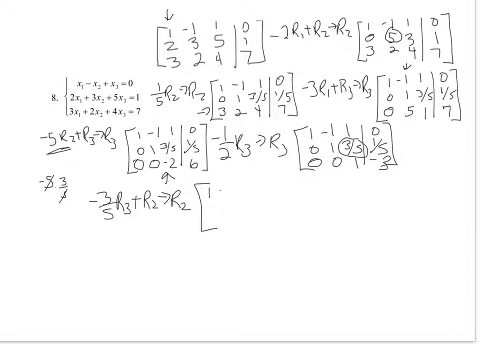So we have 1, negative 1, 1, 0. Now for row 2, if I multiply the bottom row times negative 3/5, 0 times anything is 0. So 0 plus 0 is 0. 0 plus 1 is 1. Now when I multiply negative 3/5 times 1, I get negative 3/5. Add that to positive 3/5, that turns into 0.